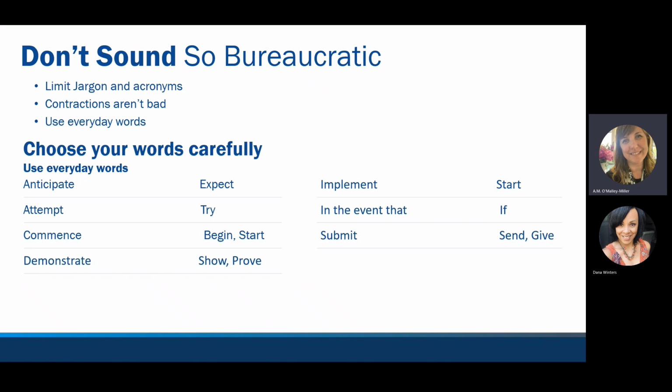Here's a handy little list for you of some very common words that are used and some everyday words that you could use instead. So implement is one that I see a lot. Start is a perfectly fine word that means the same thing. Submit is one I see. Send or give works just as well. Demonstrate is a big one. To show us, prove to us, that's going to be much easier to understand by most people.